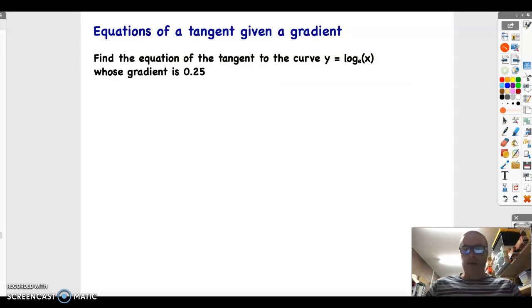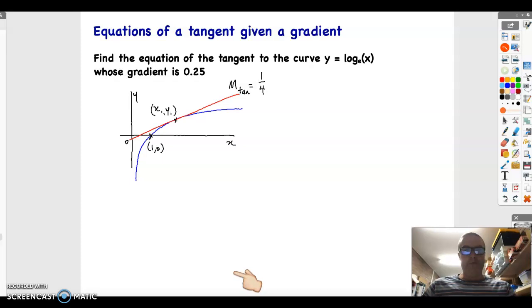We're going to look at a second example. This time we're looking for the equation of the tangent to the curve log x, and this time we're given a gradient of 0.25 rather than a value of x. You can see here, if it's possible, I've started with a sketch. Log x is easy to sketch in the first place.